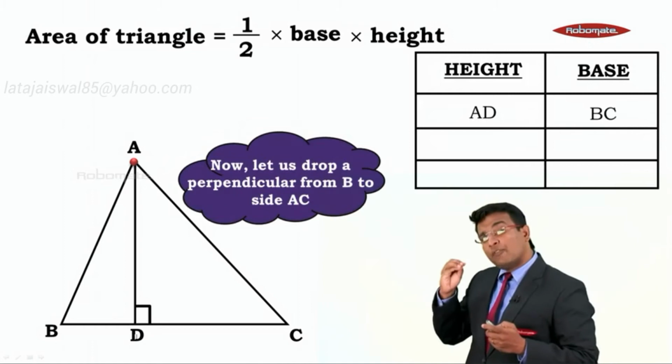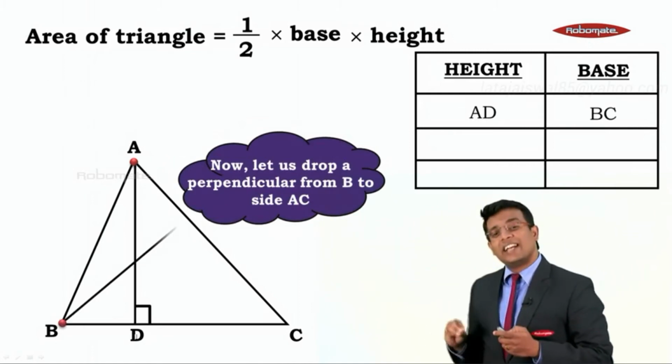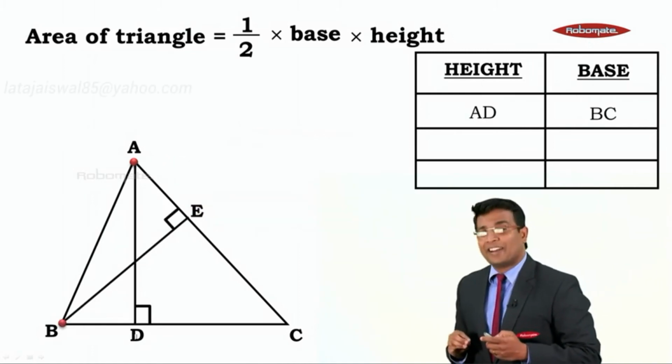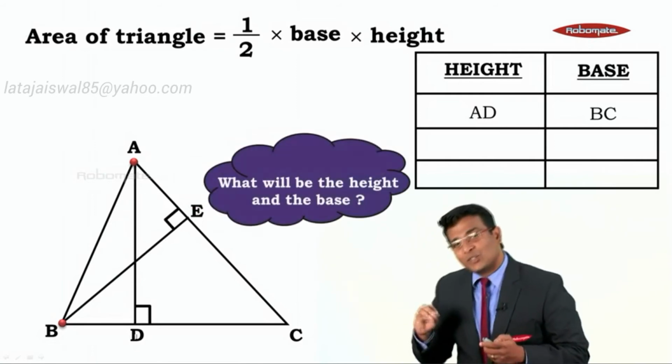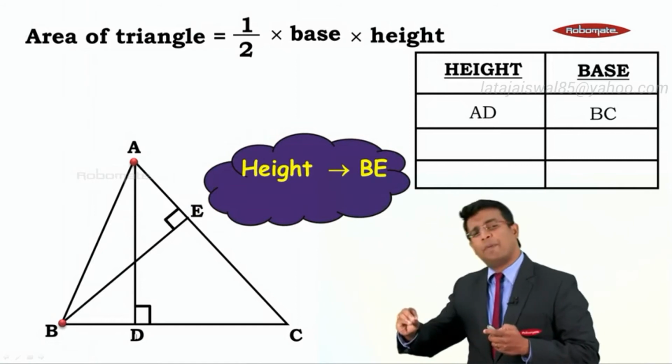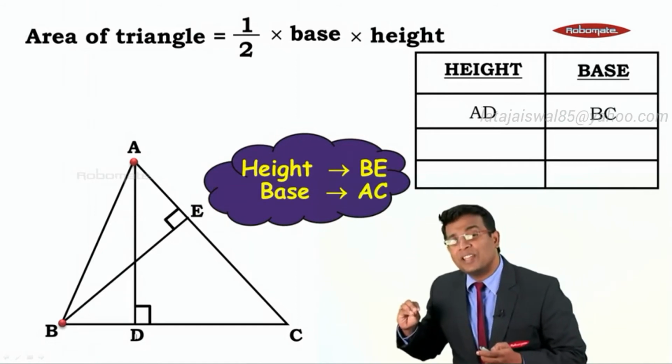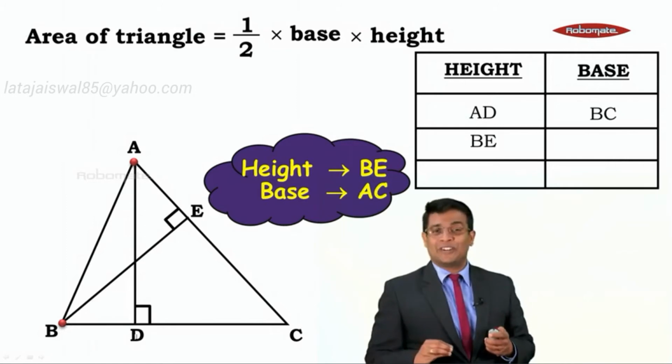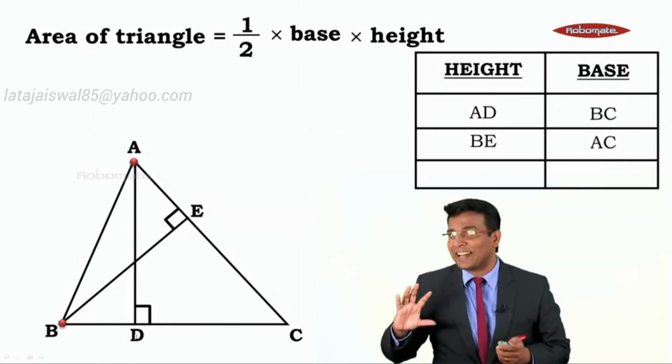Let's drop a perpendicular from the vertex B on its opposite side, that is AC. We drop it, right? So now in this case, what will be the height and the base? The height is going to be BE, perfect, and the base is going to be AC. So very good, simple. So you understood what is base and height right now?